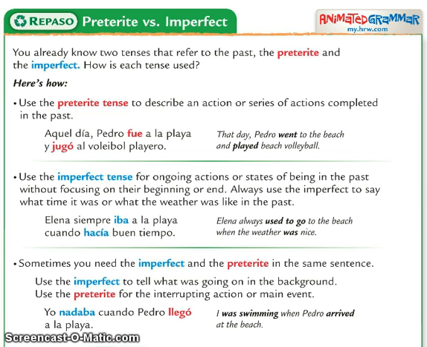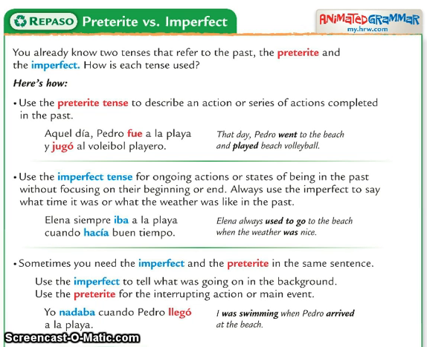We're going to be using the imperfect tense for ongoing actions or states of being in the past without focusing on their beginning or end. Always use the imperfect to say what time it was or what the weather was like in the past. A lot of times we can think of the imperfect as being the tense we're going to use when we are setting the scene and giving all the background information to what was going on. Think about this in English being like, I used to swim, or I would always go swimming. Things that happened a lot, not just a specific action.